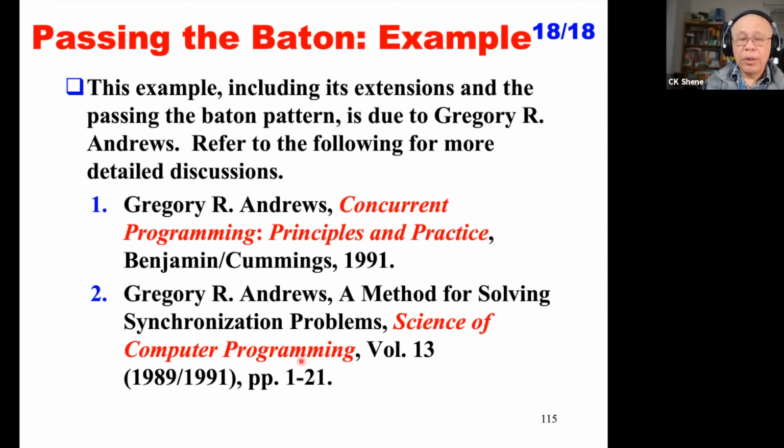So this is the last slide of this lecture. The remaining two lectures: the first one is we talk about how to use semaphore under fermenter. The last lecture of this very long semaphore discussion is a demo of fermenter. So let me stop here.